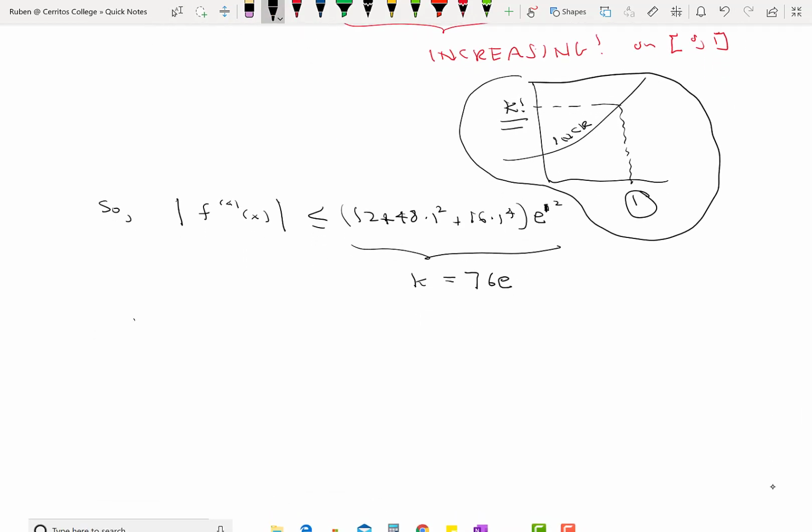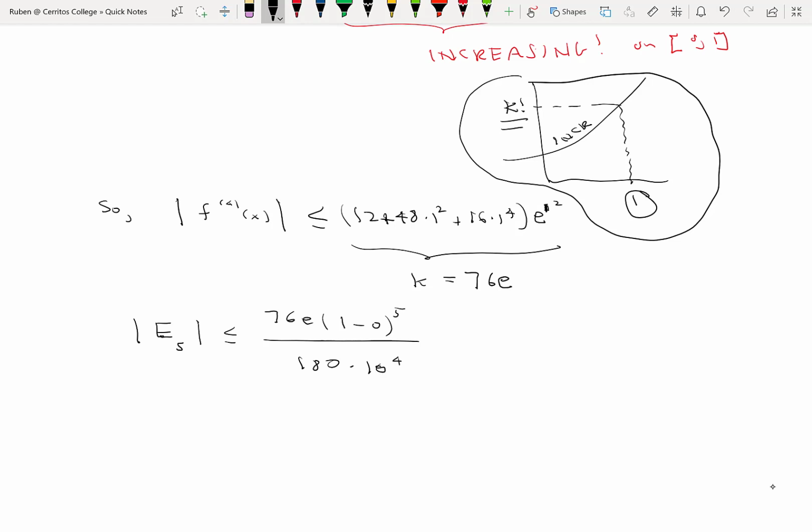Okay, so finally, let's finish the problem. The magnitude of error using Simpson's rule is no bigger than k, 76e, times (b minus a), 1 minus 0, to the fifth, over 180 times, in our case, n was 10, to the fourth, and this turns out to be approximately 0.000115. So we have about 3 decimal places of accuracy.